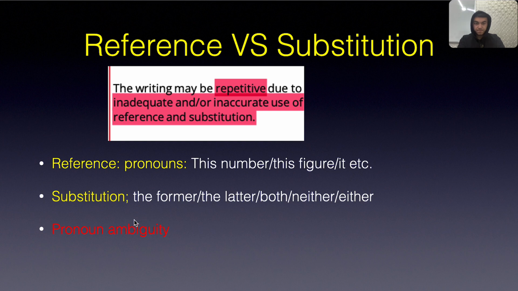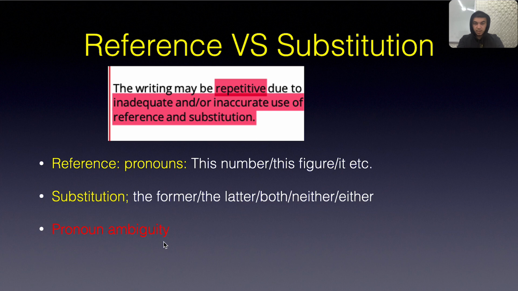Substitution, aka replacement. So here are the examples of replacement. The former, the latter, both, neither, or either. Okay, you need to make sure that you use them correctly. So the former, right, it refers to the first one, and the latter refers to the second one. You need to make sure that you can use them correctly, okay? As long as you're doing that, you're getting higher than a band 6.